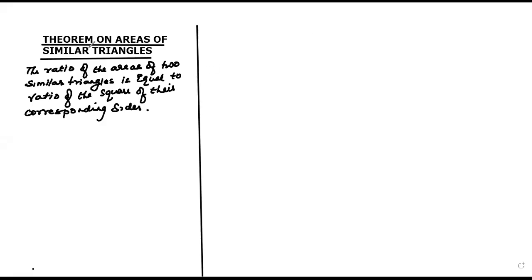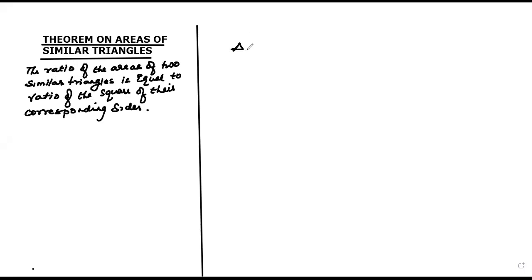Now, this is the theorem on areas of similar triangles, a very important theorem. The proof of this theorem can be asked in a board exam, so we'll be doing that also. Let's try to understand the theorem. The ratio of the areas of two similar triangles is equal to the ratio of the squares of the corresponding sides.